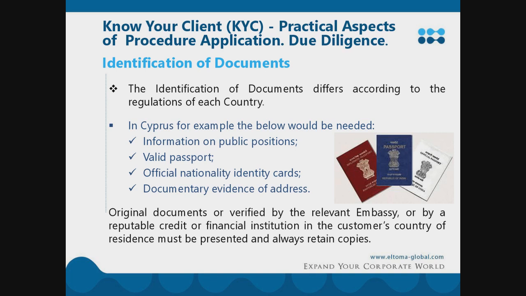So what identification documents could a client present to you? Let's look at how it works in Cyprus, for example. Under Cyprus law, a client as a physical person will need to provide you information on his public positions, so you will know if he is a PEP or not, if he is a politician, for example. Also, he needs to present a valid passport, an official national identity card, and a document as his proof of address.